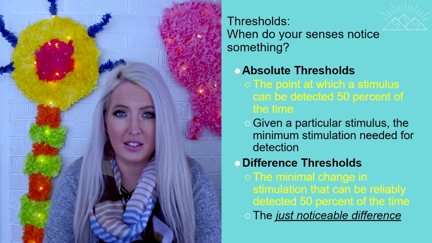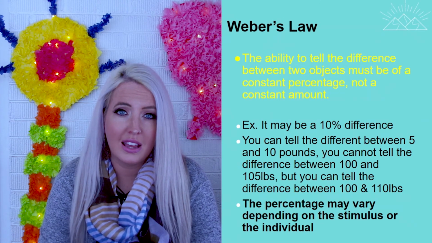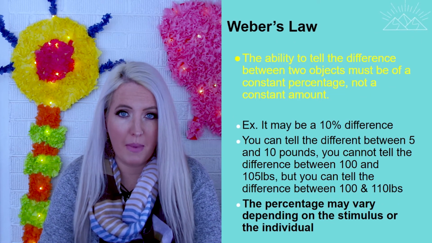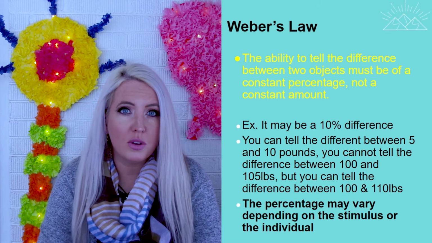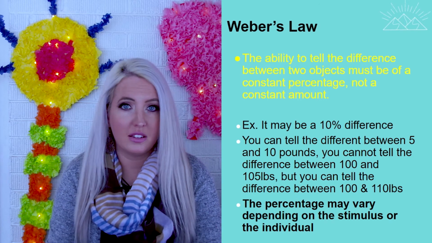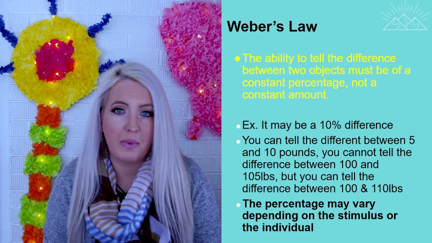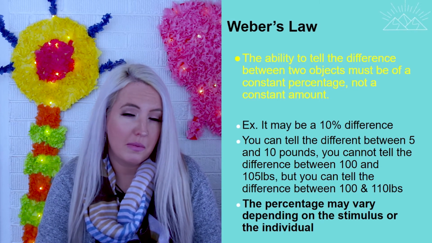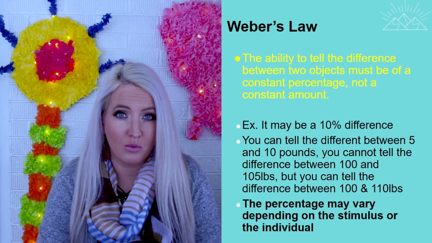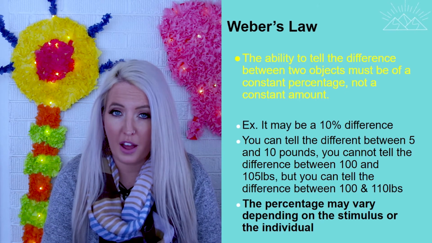And this goes along with a concept called Weber's Law that tells us that when we're looking at that just noticeable difference, it needs to change by a constant percentage and not a constant amount. And what we mean by that is if you can tell the difference between 5 pounds and 10 pounds picking up weights, that makes a lot of sense because it is a 100% difference in the amount of weight you're picking up. But you might not be able to tell the difference between 100 pounds and 105 pounds. They might feel relatively the same because increasing by 5 pounds this time is only 5%.